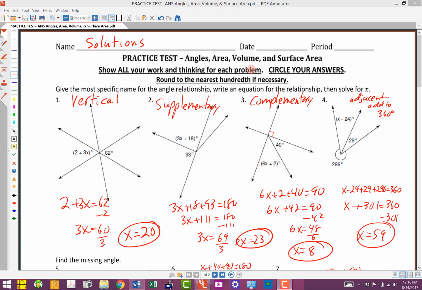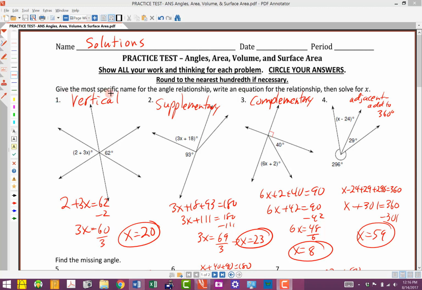Okay, let's take a look at this practice test, get you ready for the test that's coming up. Again, in instructions here, show all work and thinking for each problem, just like normal. We always want to circle our answer, and this says round to the nearest hundredth if necessary. Hopefully that doesn't become the case with too many of these. But let's take a look at the instructions for this first couple of problems.